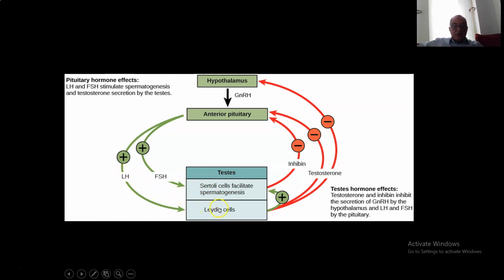The interstitial cells of Leydig are nutritive to the sperms. There is secretion of testosterone and inhibin, with Leydig cells producing testosterone. There is a negative feedback. If the amount of testosterone increases, the feedback goes to the anterior pituitary and to the hypothalamus.